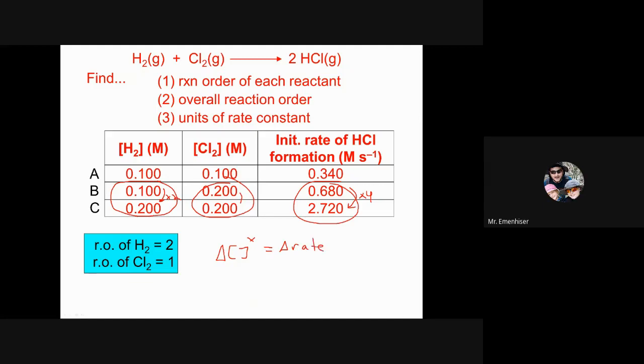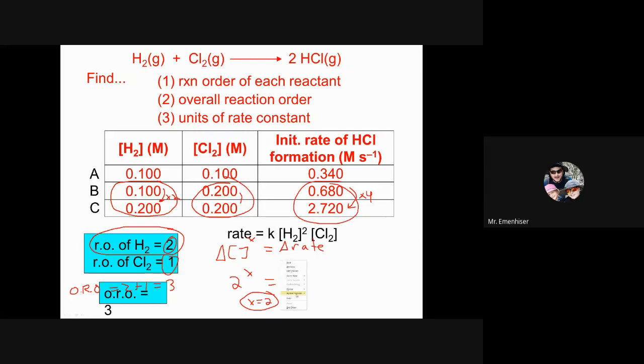So this is the formula. I keep trying to get this formula. I keep screwing it up. But the change in the concentration raised to the power of x is equal to the change in the rate. So the change in the concentration was a doubling. So 2 raised to the power of x is equal to 4. So what is x? X must be 2. Okay? And so the rate order for hydrogen is 2. What's the overall order of the reaction? It's equal to the 2 plus the 1. That's a 3. So the overall order of the reaction is 3. Okay?